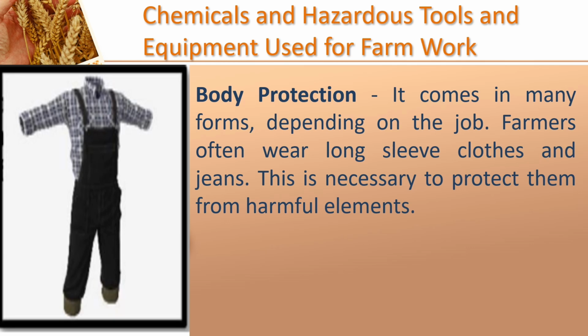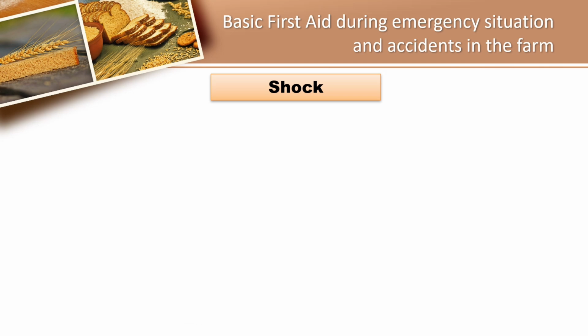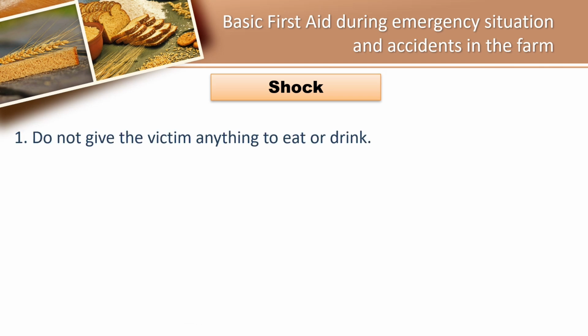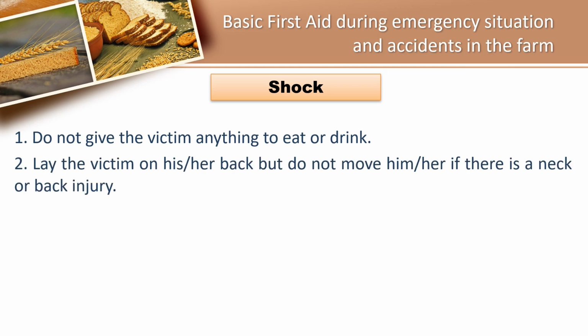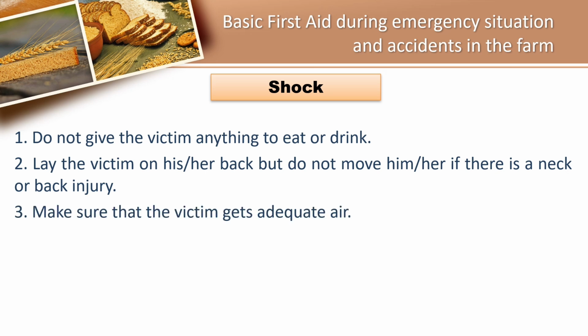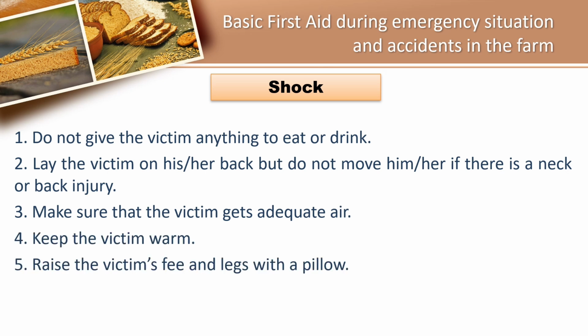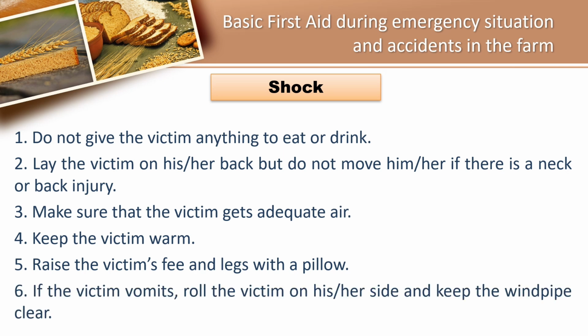Now let's move on to the basic first aid during emergency situations and accidents in the farm. Shock. 1. Do not give the victim anything to eat or drink. 2. Lay the victim on his or her back, but do not move him or her if there is a neck or back injury. 3. Make sure that the victim gets adequate air. 4. Keep the victim warm. 5. Raise the victim's feet and legs with a pillow. 6. If the victim vomits, roll the victim on his or her side and keep the windpipe clear.